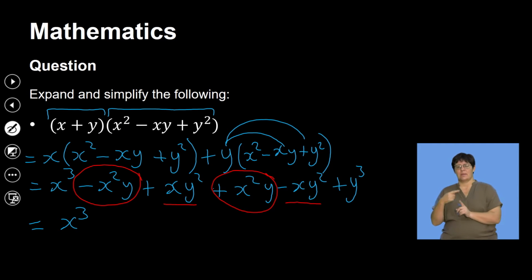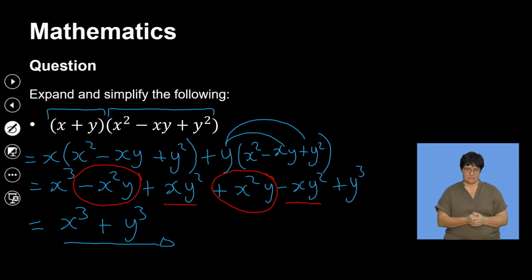The minus x squared y and x squared y is 0. The xy squared and the xy squared will also be 0. So this will be plus y cubed. And this we then call the concept of a cube, right?